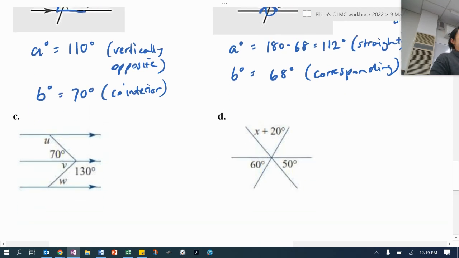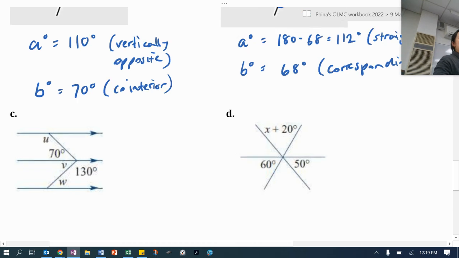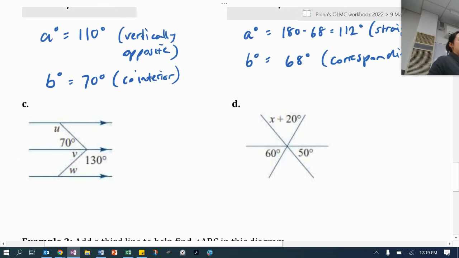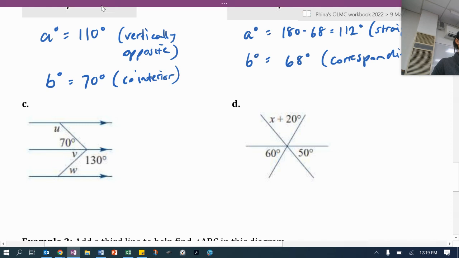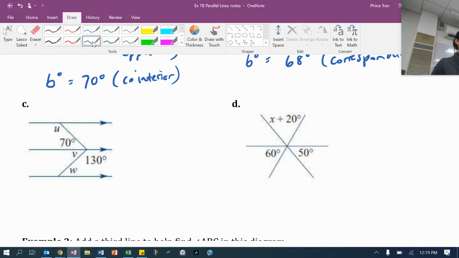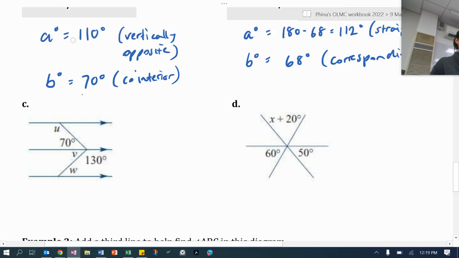Okay, I want to get to these ones. So C and D are a bit more bamboozling. With C, any suggestions on how I could do C? So we want to find all those letters. So maybe we start with U. Yep. What do you got? So for U, it's co-interior. Yep. With 70. Good. So U is co-interior with 70.